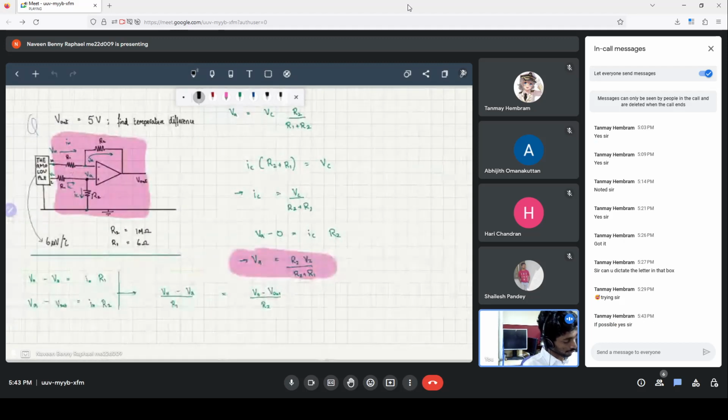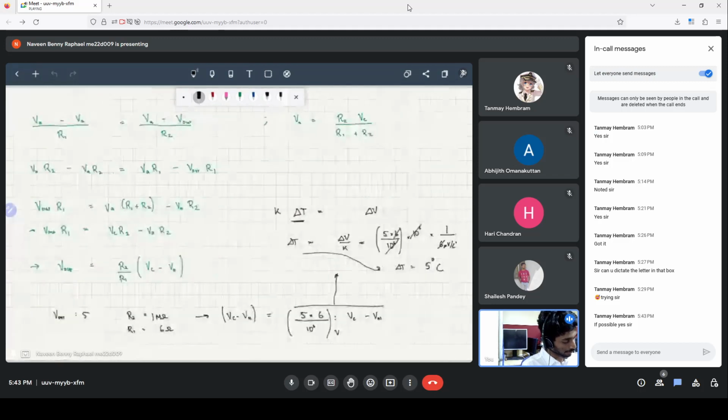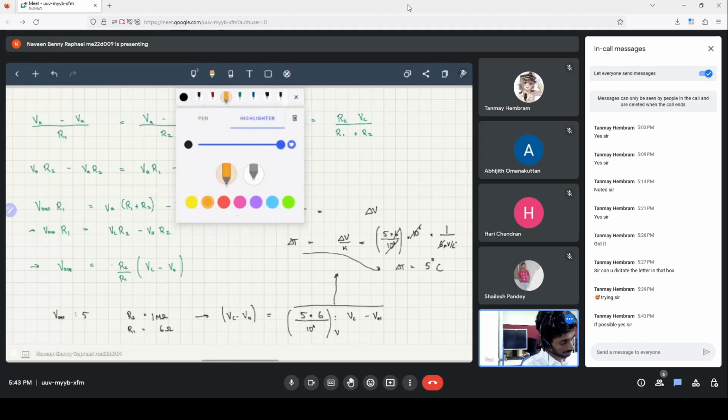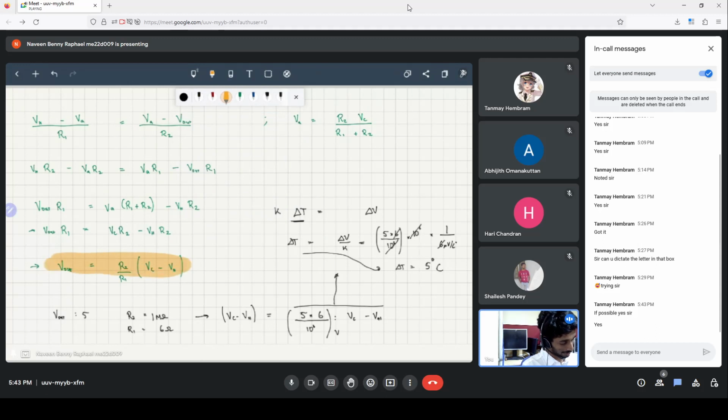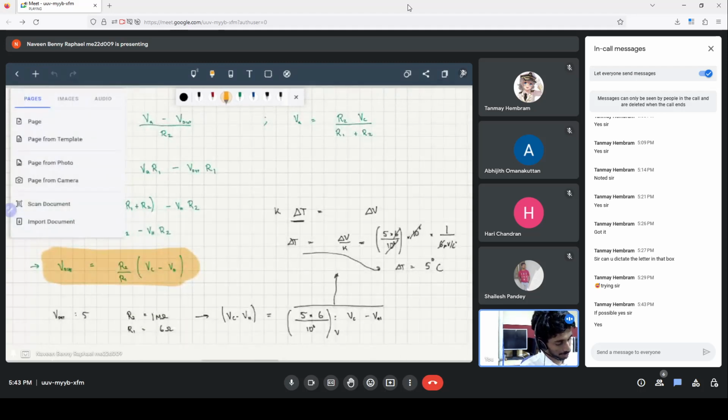Do I have to repeat the first? Does the part that this entire thing is a difference amplifier make sense? So we found that this is a difference amplifier. I'll just write the next thing on the next page.